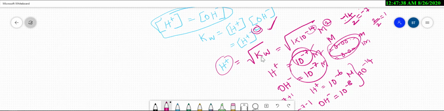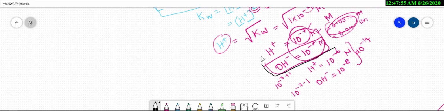And similarly, if you substitute the other way, taking H plus as OH minus ions, this becomes OH minus square, and if you take the square root again, you will ultimately get the same value. Okay, this value. OH minus is equal to 10 power minus 7 M.